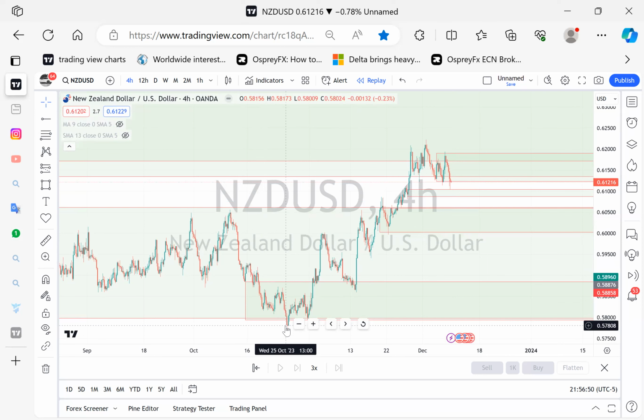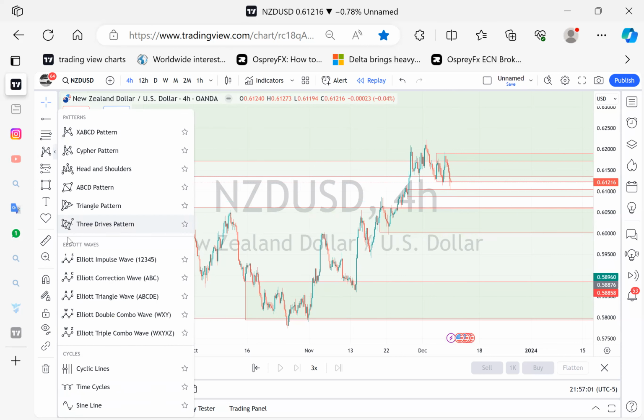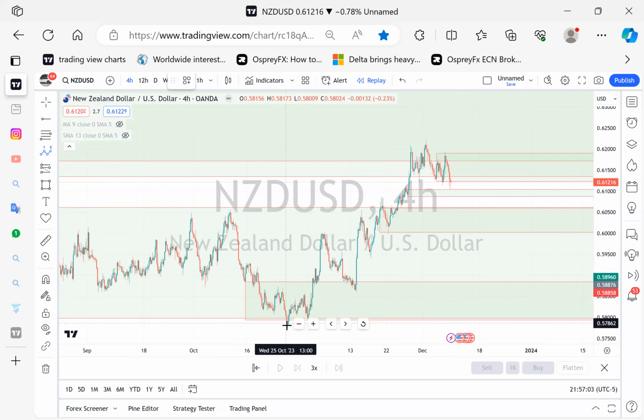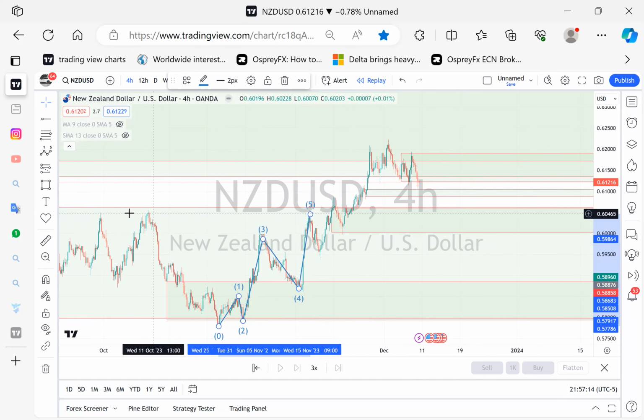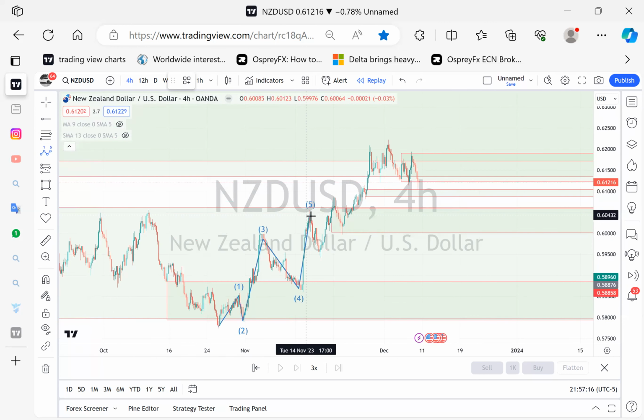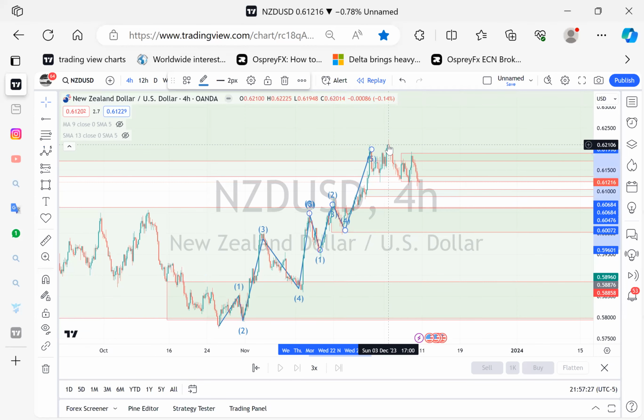This entire leg from here to here is a move up with complex pullbacks, right? The move started here, it went up, gave us a high, gave us a higher low, higher high, higher low, so on and so forth. And the move continued till it got here. There's a higher high.